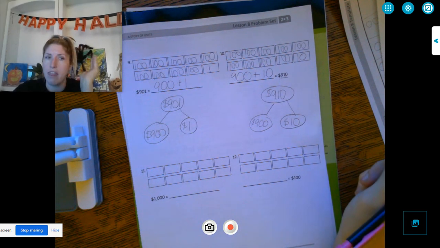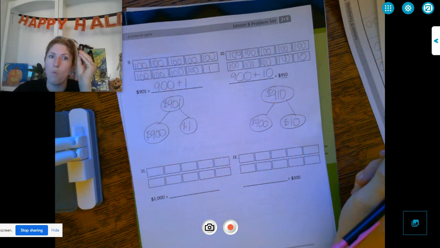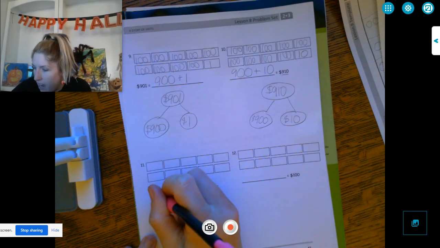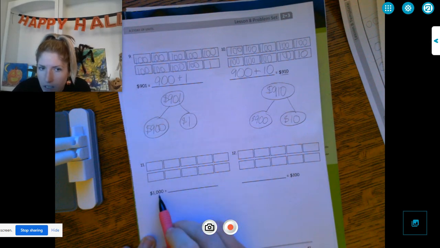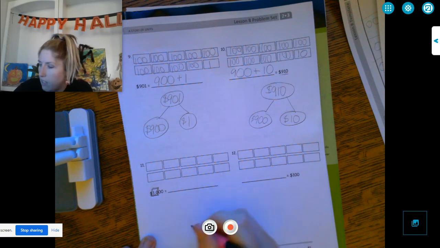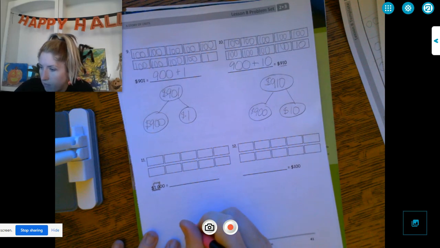2 more. This is a big one. 1,000. Wow. Now, 1,000 is kind of like, see how there's a 0 here in the hundreds place? It's kind of like we have 10 hundreds. 10 hundreds.